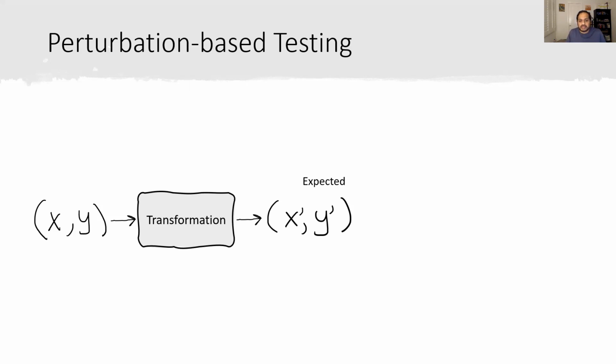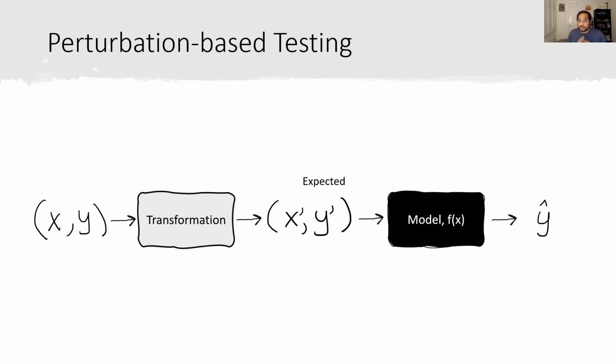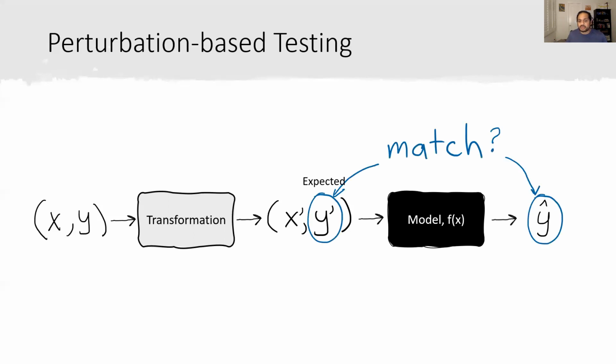This is what you expect, ideally, a model would do. And then the idea to test is to take those x prime, y prime pairs, give them to a model. You're not looking at the internals of the model, nothing like that. You give it to the model and ask it what it thinks the output should be. Maybe it says y hat. Just look at whether y hat and your expected output match or not. And if they match, then you pass the test. And if they don't, then you haven't.